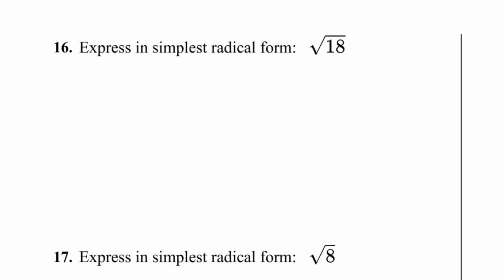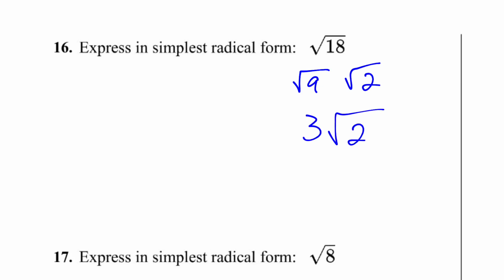The last section, the last 5, ask you to express each answer in simplest radical form. What we are doing is we're looking for the largest perfect square factors that go into these numbers. So if I think about 18, I can turn this into root 9 times root 2. And I can turn this into 3 root 2.